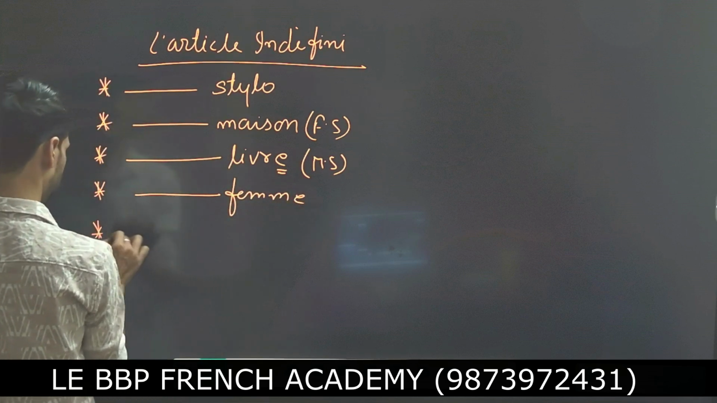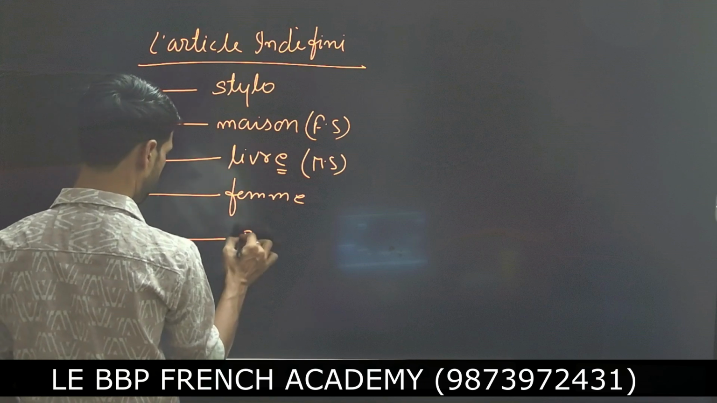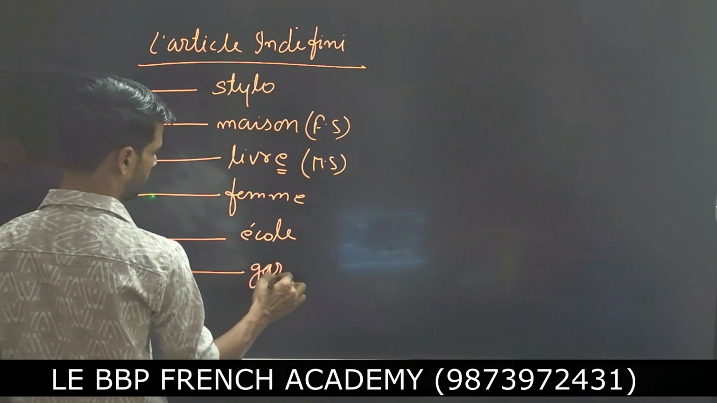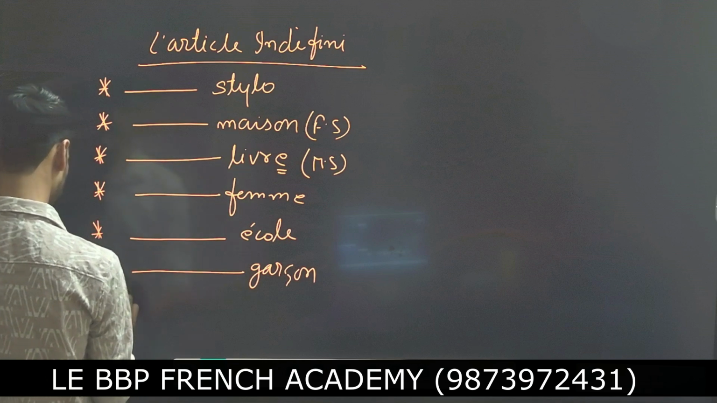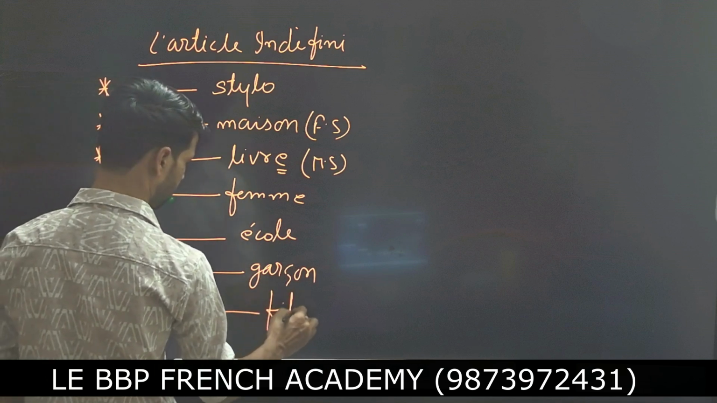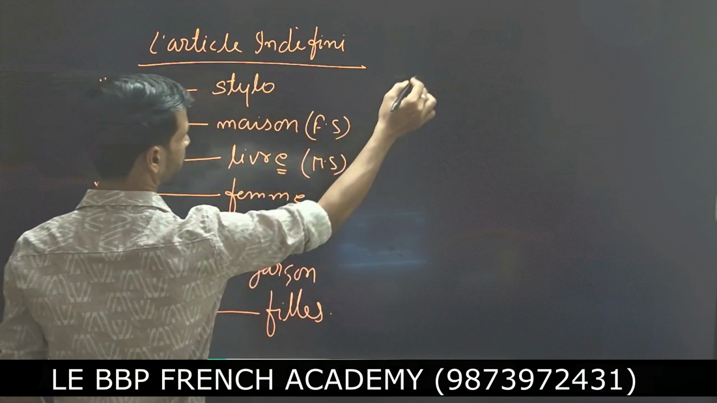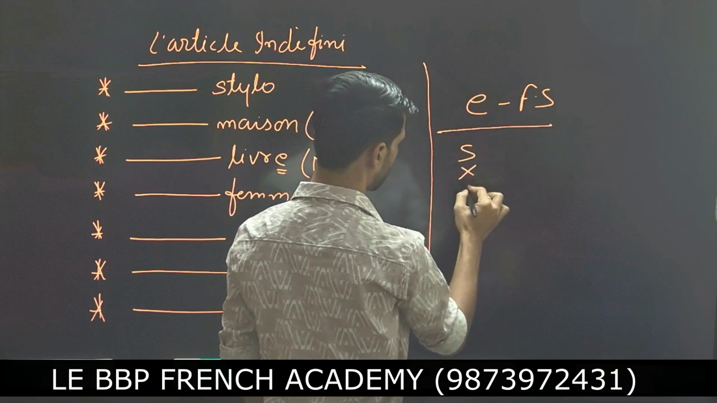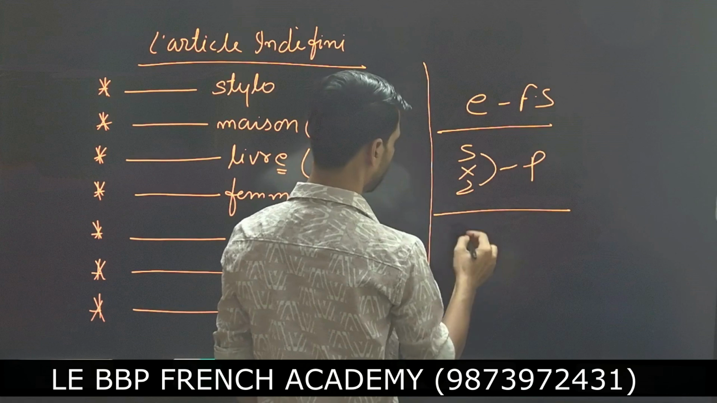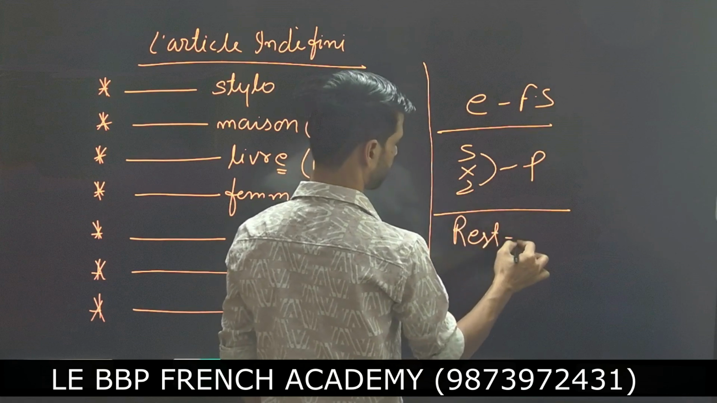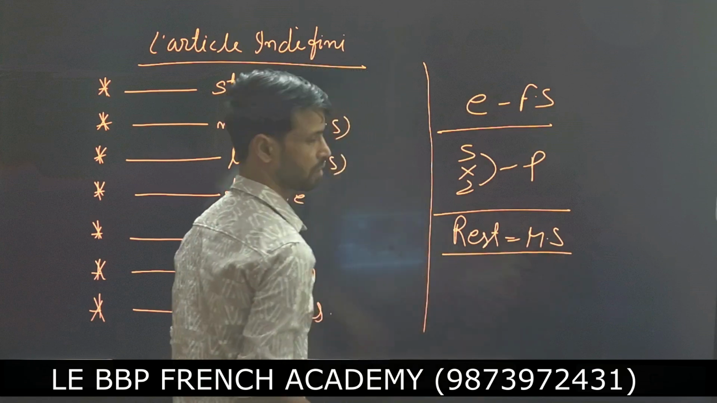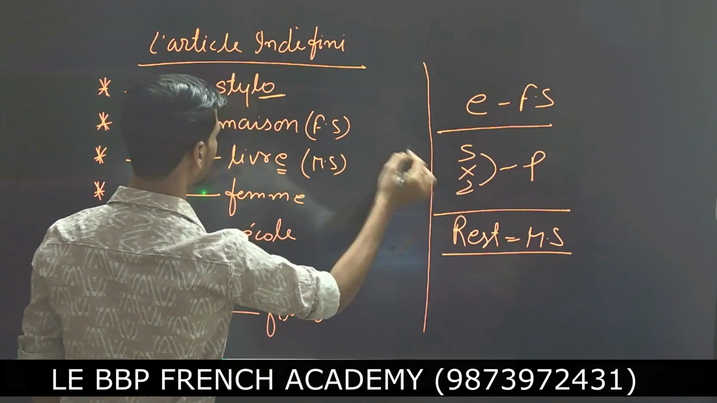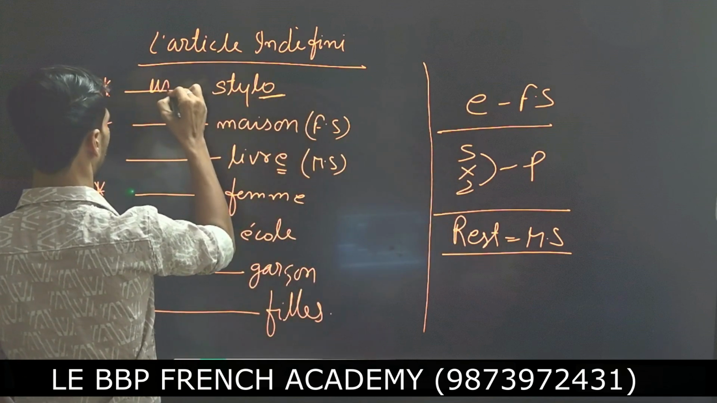Femme, école, garçon, filles. Okay, so here is the shortcut rule: ending with e, feminine singular; s, x, z, plural; and the rest masculine singular. Okay, so now ending with e, no; s, x, z, no; the rest masculine singular, un stylo.